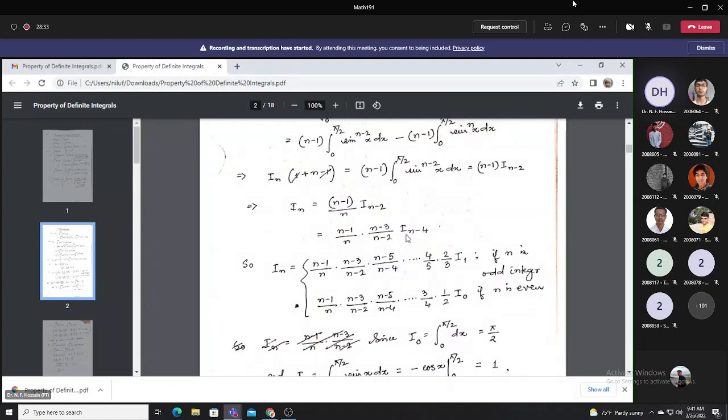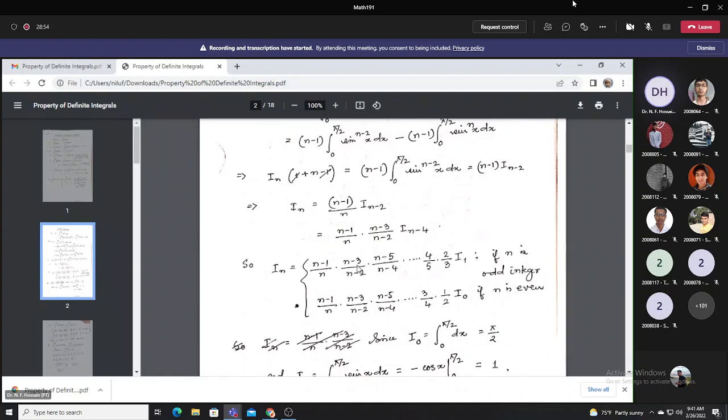Similarly, again, if you use this relation for the index n minus 4, these two factors will be there: n minus 1 into n minus 3 by n minus 2 into, at first in the lower part it will be n minus 4, and in the upper part it will be n minus 5.